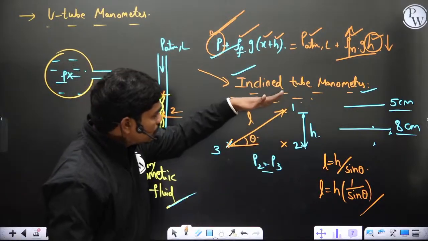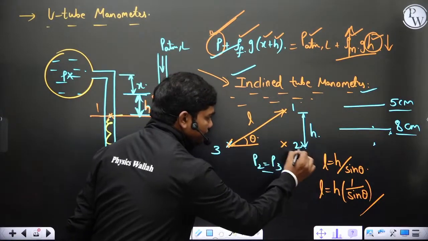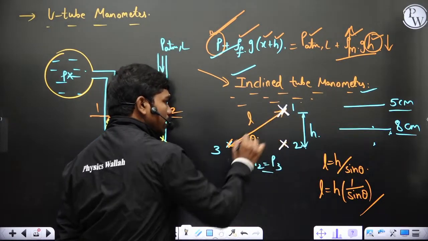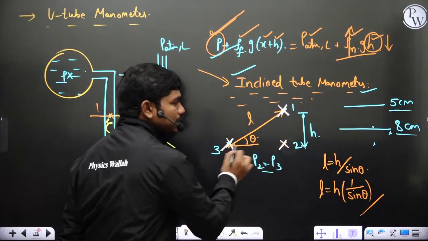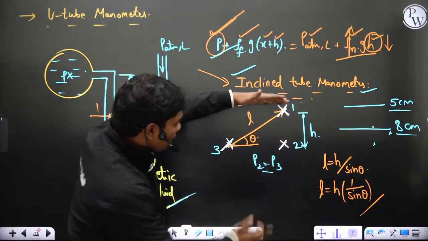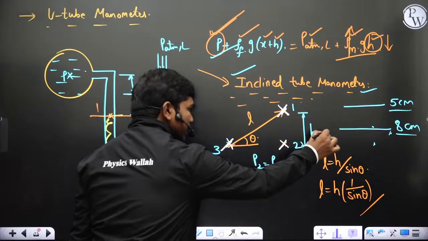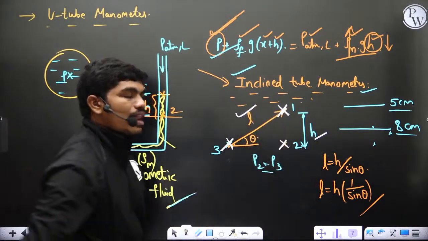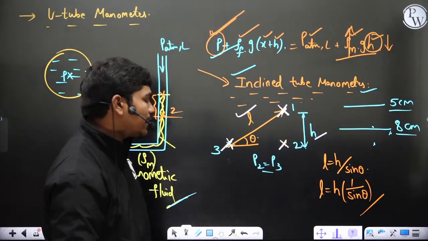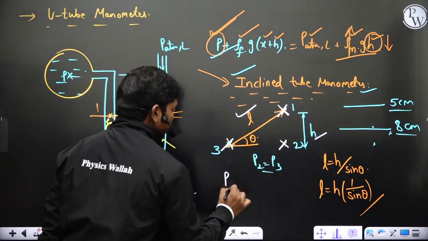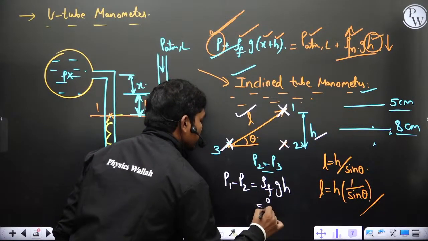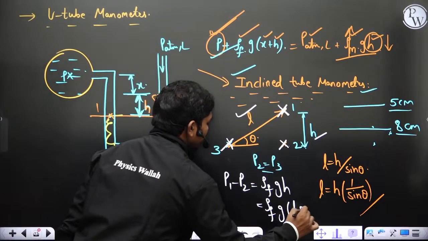But if you see, the pressure difference between this point and this point is the same as the pressure difference between 1 and 3, obviously, because there is no variation in pressure between these two. So to measure this particular pressure difference over this height, instead of measuring this H, if you measure this L and multiply it with sine theta, then definitely you can get the same analysis again. For example, P1 minus P2 is equal to rho f g H, which is the same as rho f g L sine theta.